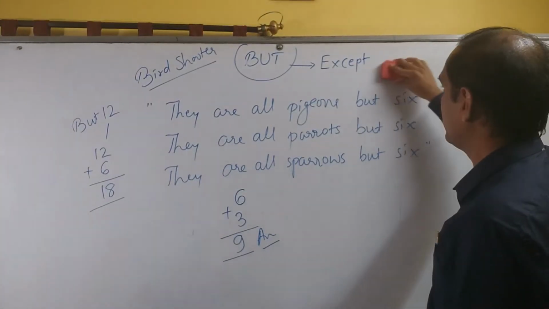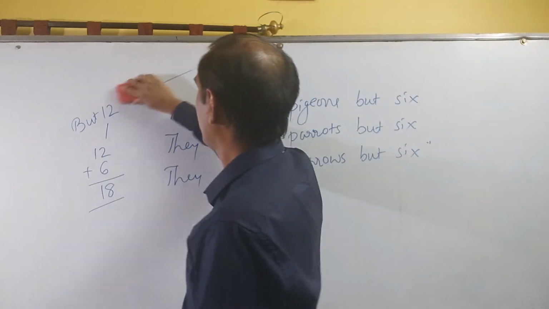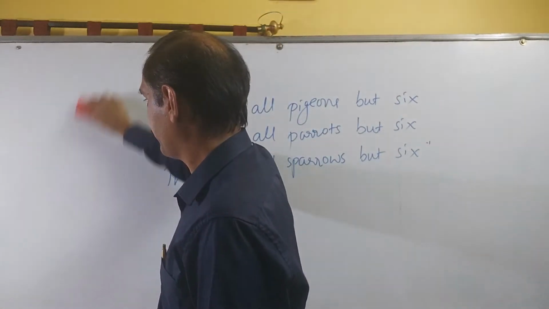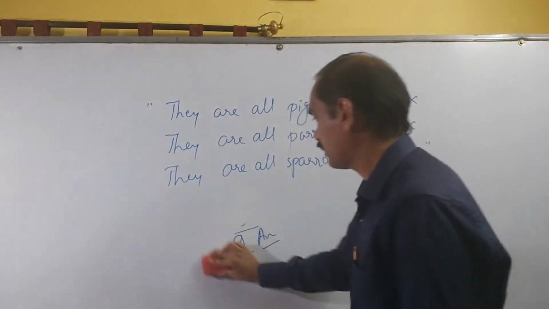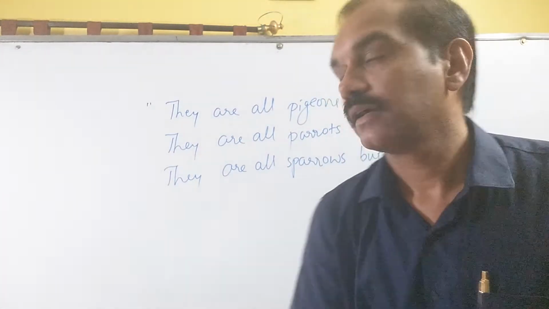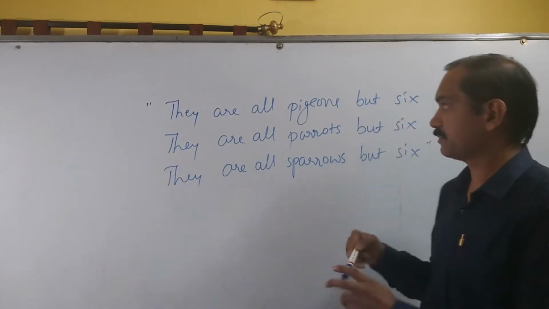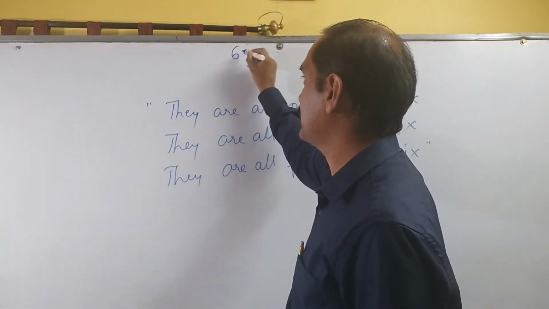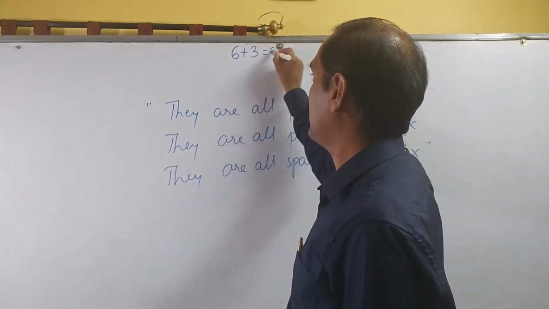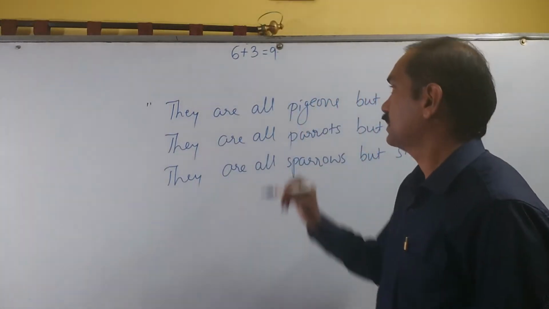Now, let me give you some explanation for this problem. How exactly this trick works out. See here, he has given the reply like this, but 6, but 6, but 6, meaning first write 6, make it half and write the answer. 9 is the answer, right? So in all there are 9 birds.